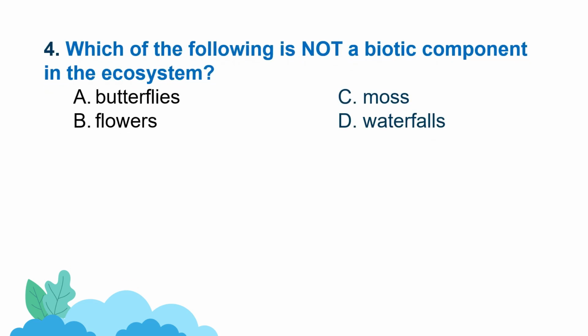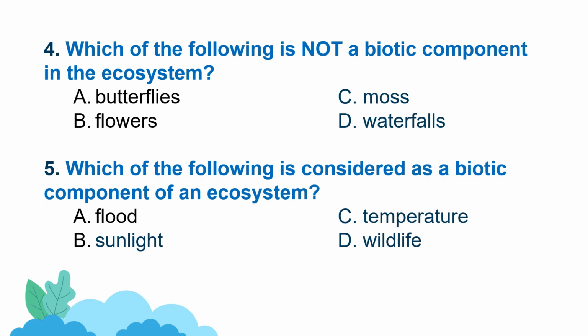4. Which of the following is not a biotic component in the ecosystem? A. Butterflies. B. Flowers. C. Moss. D. Waterfalls. 5. Which of the following is considered as a biotic component of an ecosystem? A. Flood. B. Sunlight. C. Temperature. D. Wildlife.